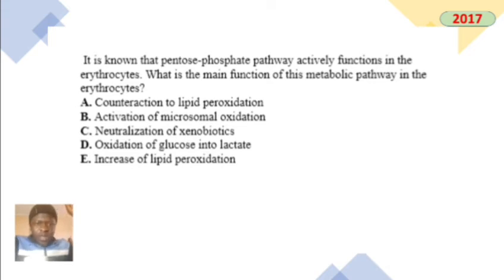Okay, let me check the answers. Counteraction of lipid peroxidation, that's the answer, right? I didn't explain much about the pentose phosphate pathway. It's a very difficult process, but for the exam, just remember this: it acts on glutathione peroxidase, on the interchanging of the active reduced form and oxidized form, and that process will help in counteraction of peroxidation of the lipids.